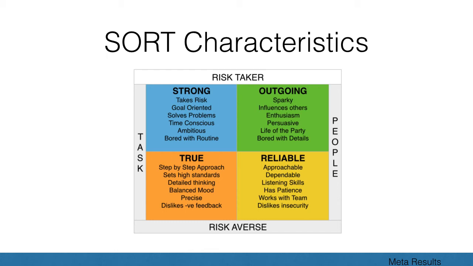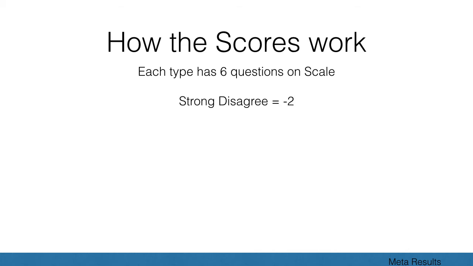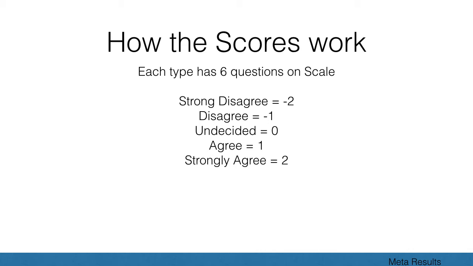So now you may be wondering, how do the scores work? Let's get to that. So the scores work like this. Each type has got 6 questions on a scale. The first side of the scale is strongly disagree, which is a -2. A disagree is a -1. Undecided is a 0. Agree is a +1. Strongly agree is 2.